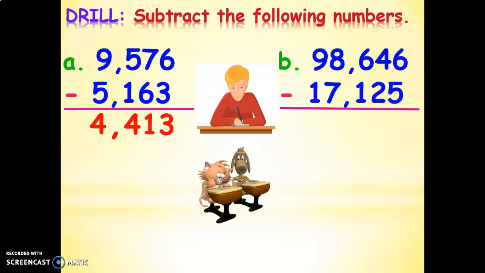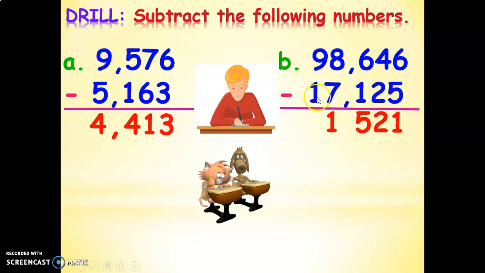For letter B, starting from ones place, 6 minus 5, the answer is 1. Moving on to tens place, we have 4 minus 2. The answer is 2. Now let's go to hundreds place. That will be 6 minus 1. The answer is 5. How about thousands place? You have 8 minus 7. The answer is 1.